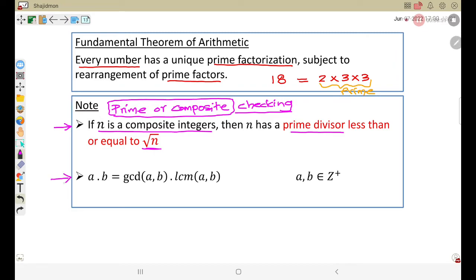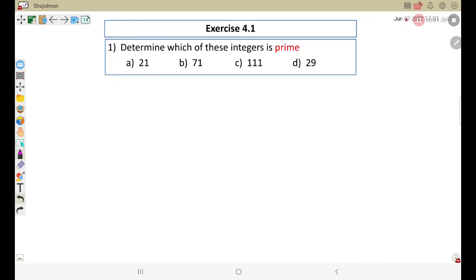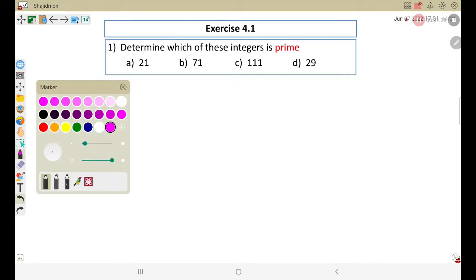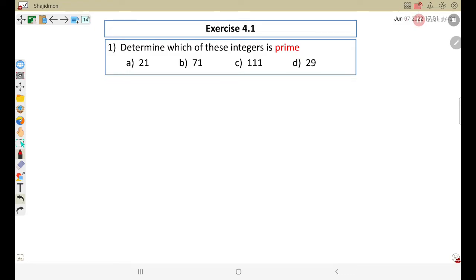The second rule, what is it telling? It is the relation between GCD and LCM. If you find the GCD of two numbers and the LCM of two numbers and multiply these two, GCD of A and B multiplied by LCM of A and B, you always get the same answer as A multiplied by B. A times B equals GCD of A, B times LCM of A, B, where A and B belong to Z plus. We will do questions related to this so that you will understand how we use these rules. So directly we will go to exercise 4.1 first. Exercise 4.1, first question.